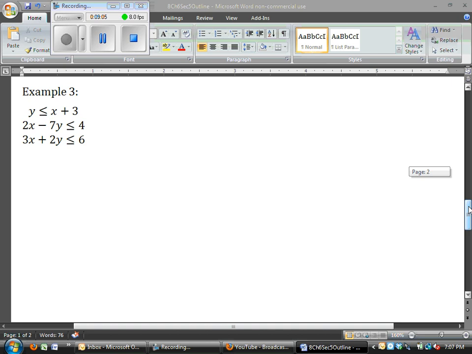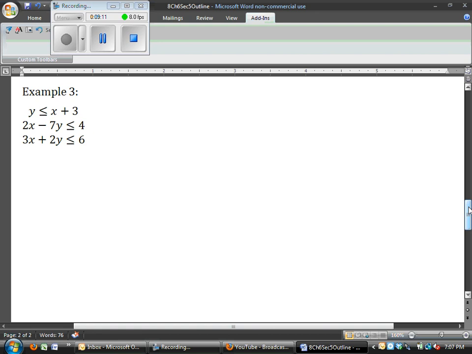Back now, so we're going to take a look at example 3. In this case, we have 3 different equations to look at. And again, we still need to have everything in slope-intercept form. The first one already is, so let's go ahead and solve the other 2 for slope-intercept form. And I'm going to solve for y, so we'll subtract 2x. I'm going to get -7y is less than or equal to -2x plus 4.